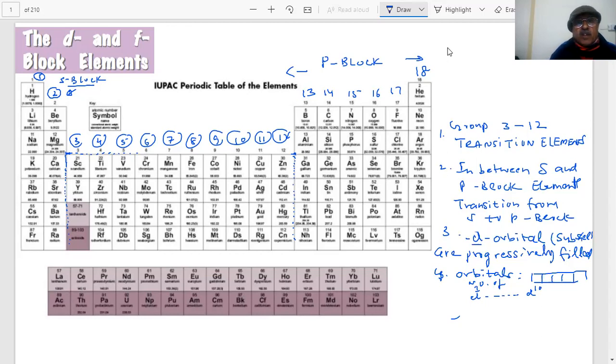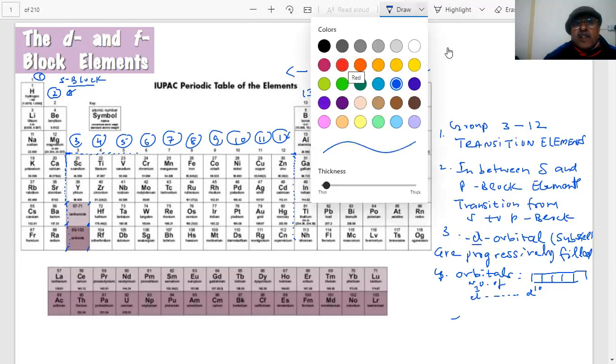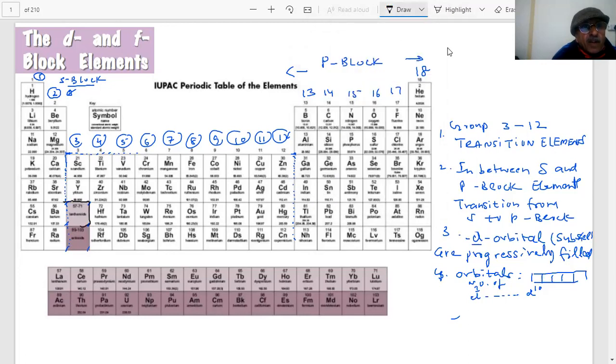So students, here you will see the first transition series: scandium, titanium, vanadium, chromium up to zinc. And then the second one you are seeing is yttrium to cadmium. We will tell you the reason for what has happened here. This is group 3. I am marking it with a different color, changing the color, students. What has happened here?